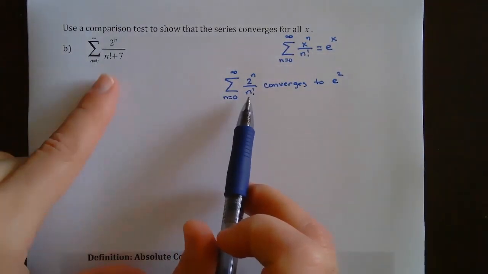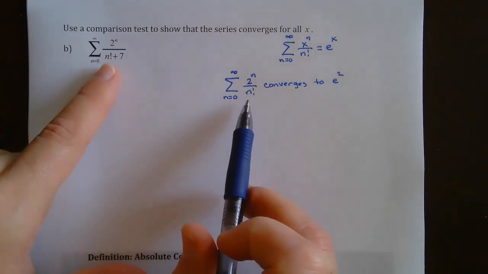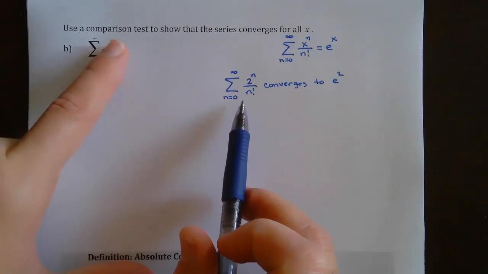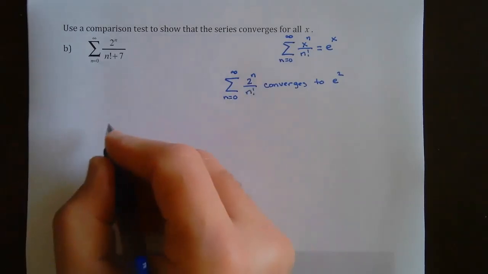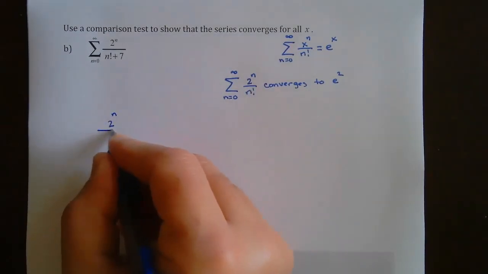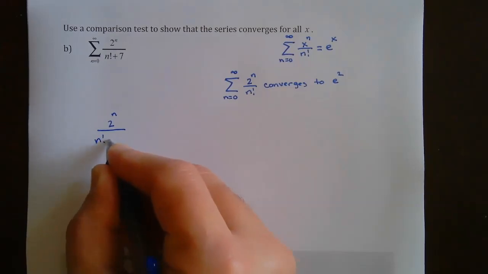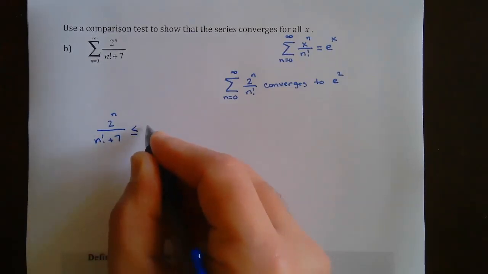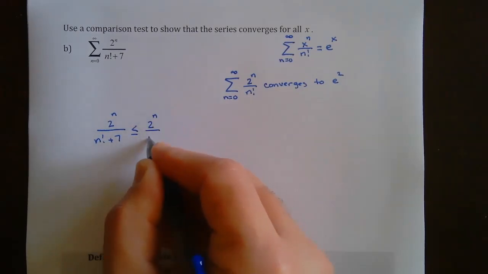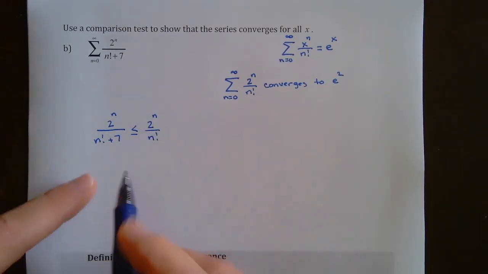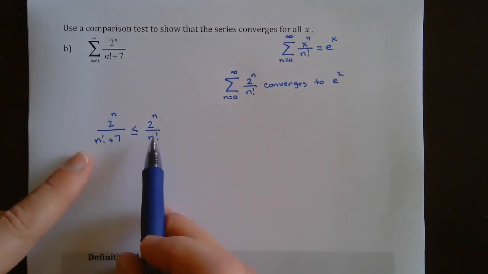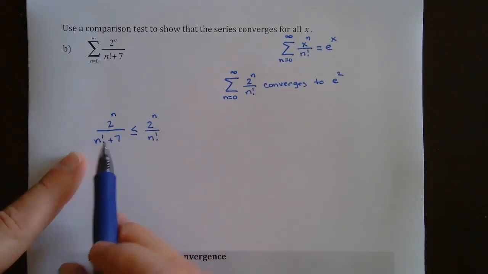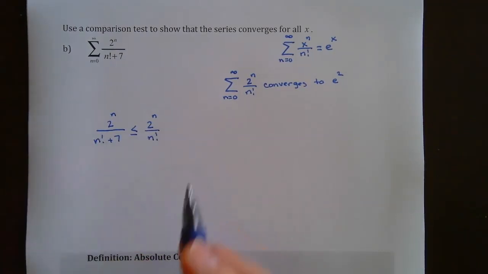So what do we know about this one? These almost look the same, but this one has a denominator with plus 7 in it, right? So the plus 7 is going to cause this denominator to be bigger, which is going to cause this fraction to be smaller, which means this one must be bigger. So we have 2 to the n over n factorial plus 7 is less than or equal to 2 to the n over n factorial. And we know this one's going to be smaller than this one, and we know this one's converging. Therefore, this one must converge by the direct comparison test.